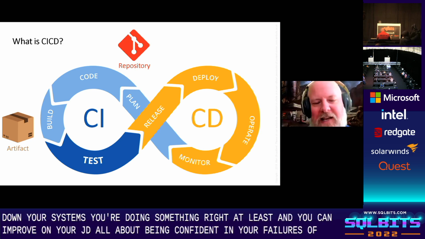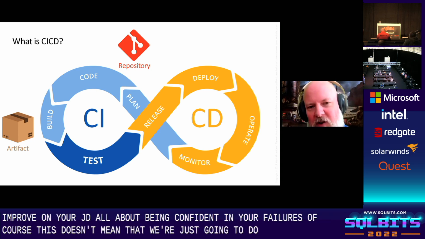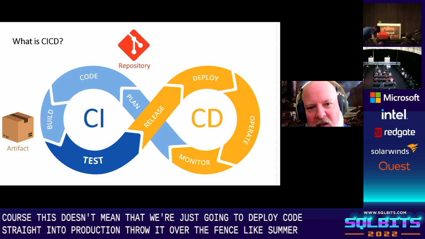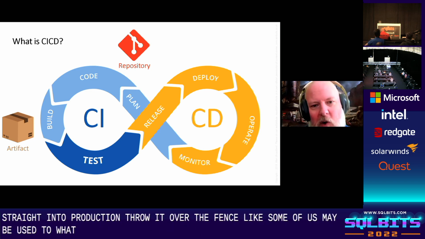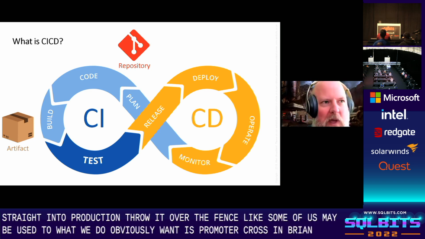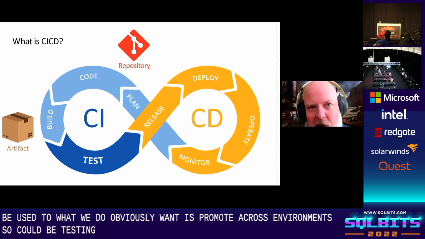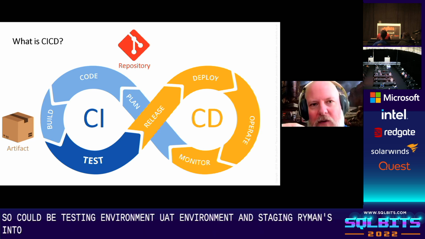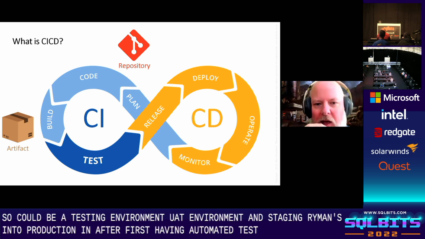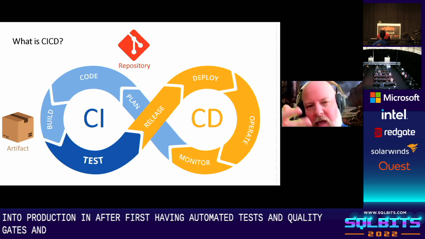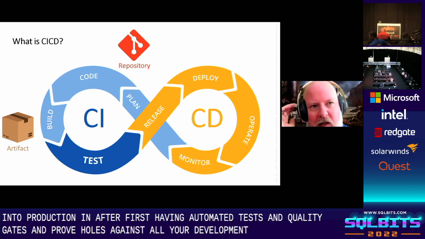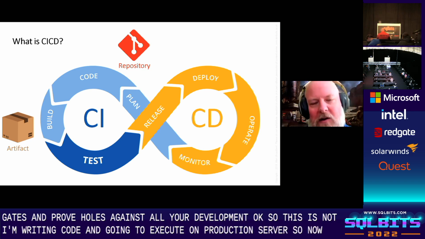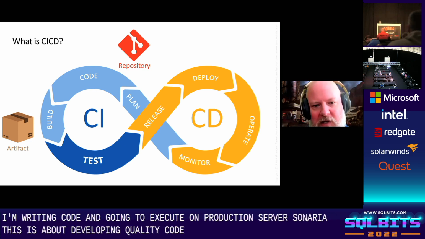Of course, this doesn't mean that we're just going to deploy our code straight into production. We're not going to throw it over the fence like some of us may be used to. What we do obviously want is to promote across environments. So it could be testing environments, UAT environments, and staging environments into production after first having automated tests, quality gates, and approvals against all your development. Okay, so this is not a scenario of writing code and executing it on a production server. This is about developing quality code into production.